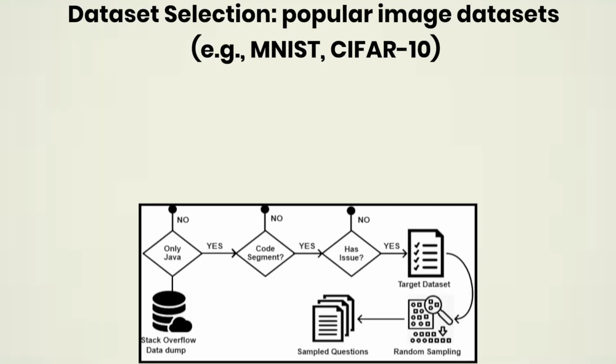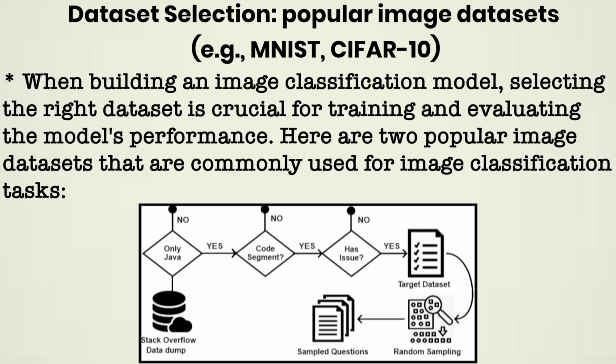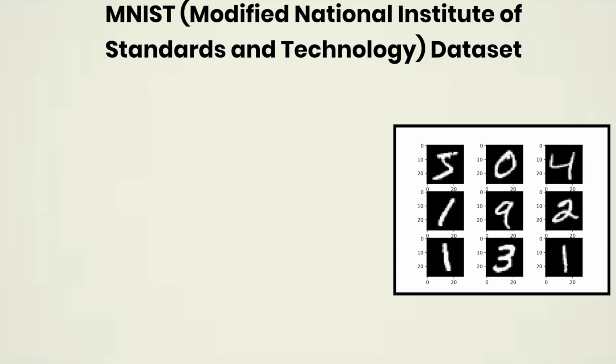Dataset selection. Popular image datasets. When building an image classification model, selecting the right dataset is crucial for training and evaluating the model's performance. Here are two popular image datasets that are commonly used for image classification tasks.